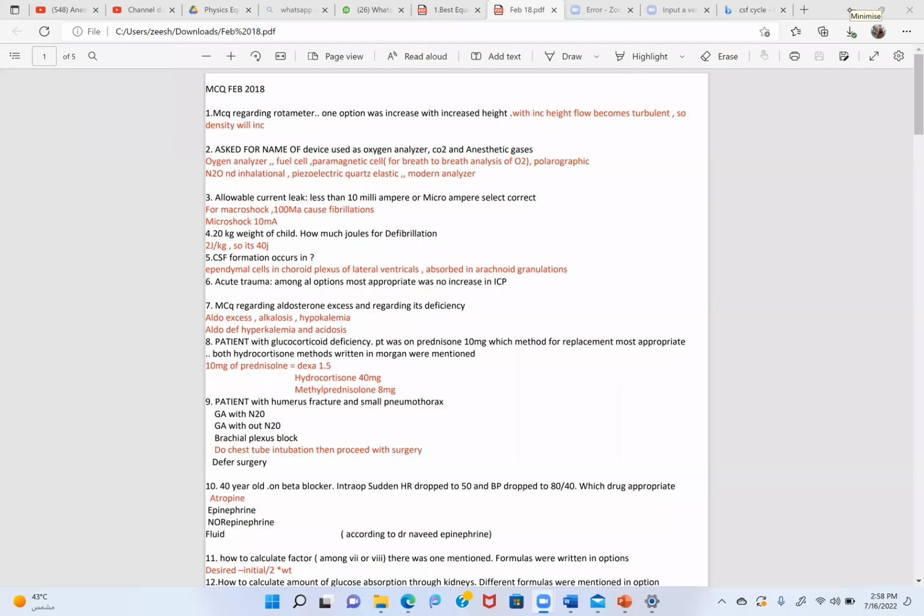Okay. So next question, what is this? Acute trauma. Among all options, the most appropriate was no increase in ICP. Inna lillahi wa inna ilaihi raji'un. I don't know what this question is.